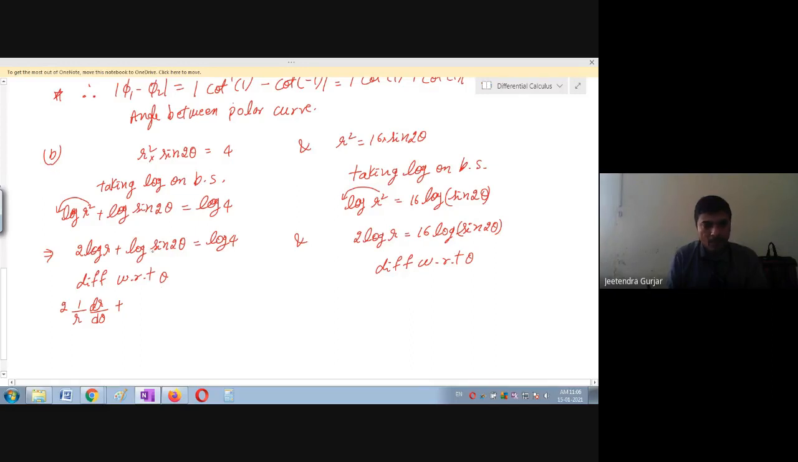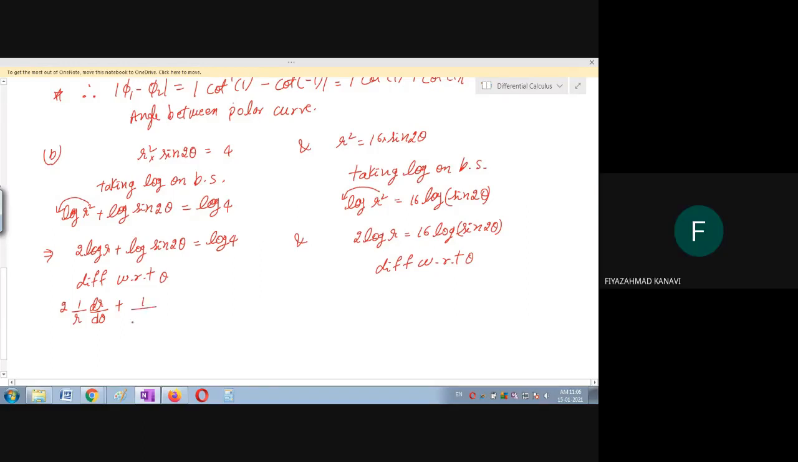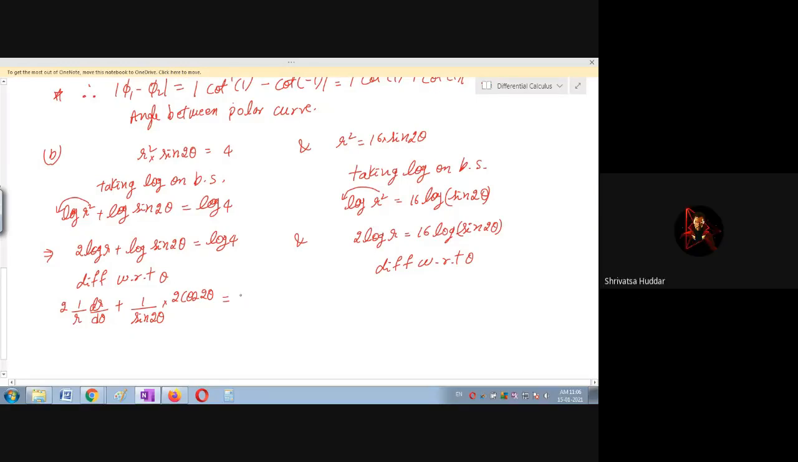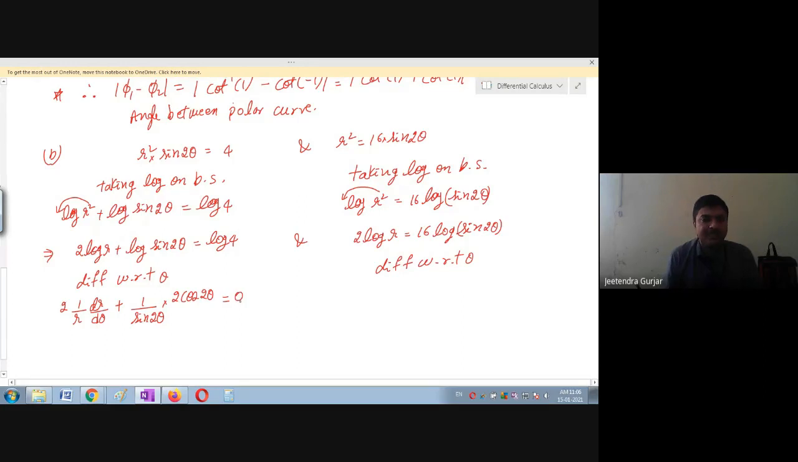Now tell me again, differentiation of log of sine 2 theta. You must be perfect now. This is 1 by sine 2 theta into minus 2 cos 2 theta. Very good, I like it. You remember the formula. So it is the correct formula you have used. That is 1 upon sine 2 theta into 2 cos 2 theta. Now it is equal to 0. Very good. Excellent.